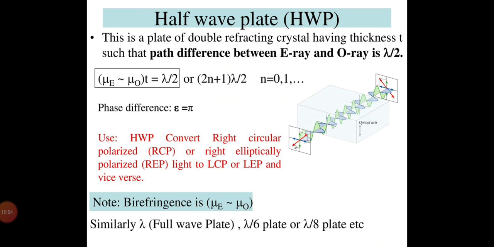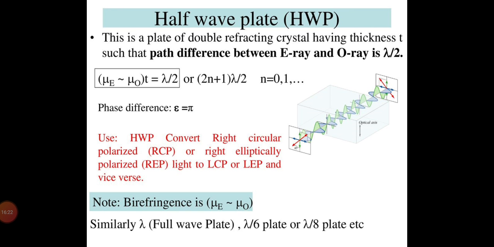You can derive a relation, as I have already told you, that we can write (mu e minus mu o) t equals lambda by 2. The path difference between the two will be equal to lambda by 2 and the phase difference will be pi. So what is the use of a half wave plate? A half wave plate can convert right circular polarized light to right elliptical polarized light, or left circular polarized to left elliptical polarized light, and vice versa.